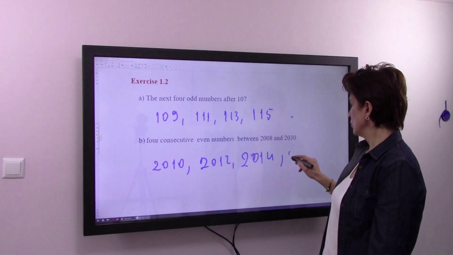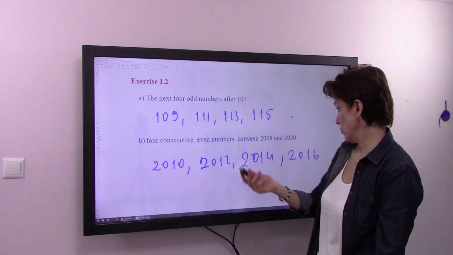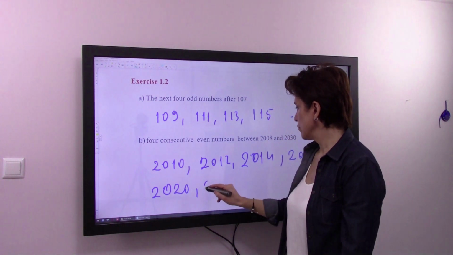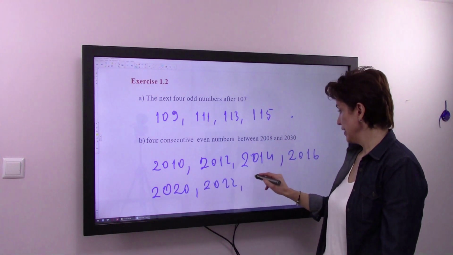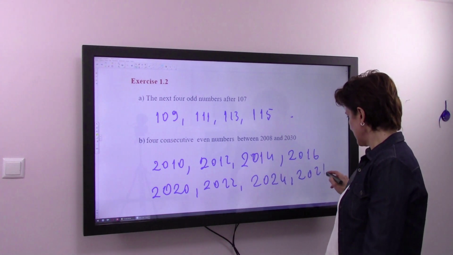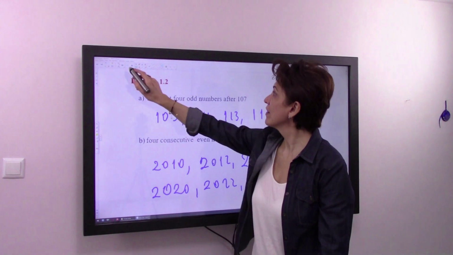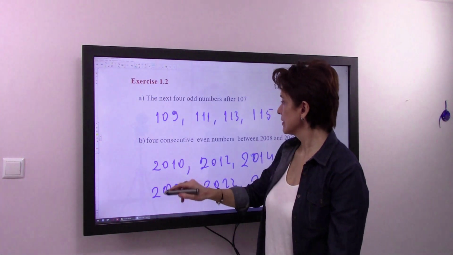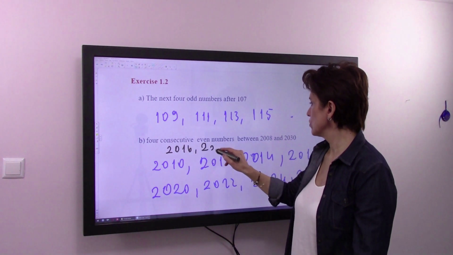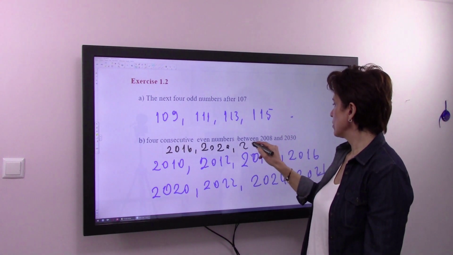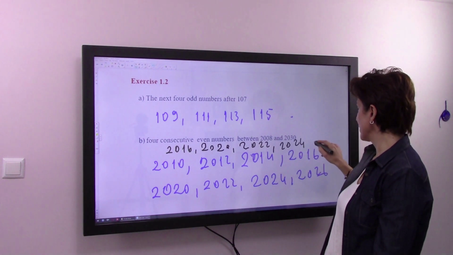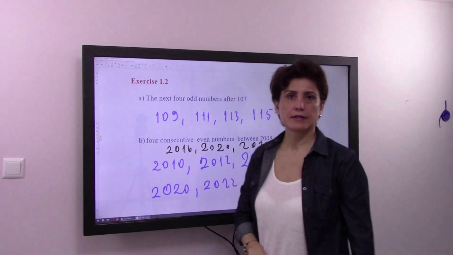How many? 4. 2016. They are right. For example, you can write 2020. This is also right. 2022, also right. 2024, 2026. Or one more. All of them right. Got it?